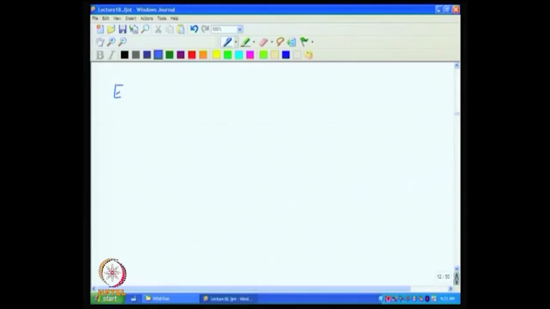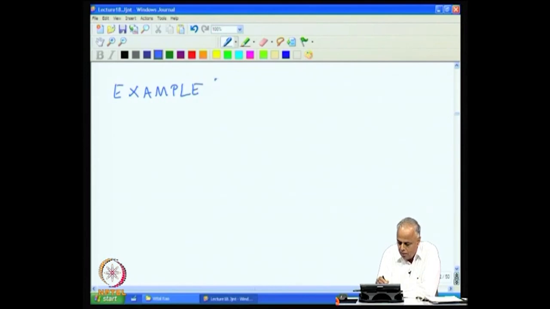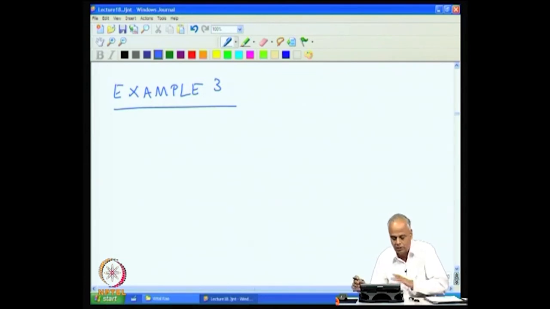Now, let us look at another example, another class of examples. We will be looking at a lot of examples in the world of matrices, because that is our interest. All our questions that we have raised at the beginning of the course are essentially concerning matrices.